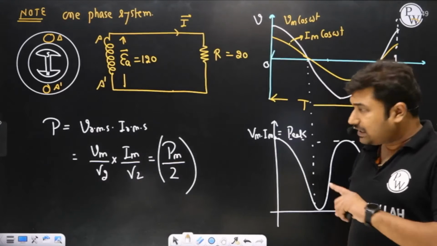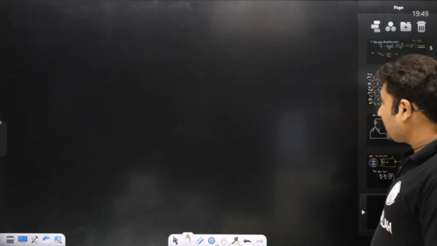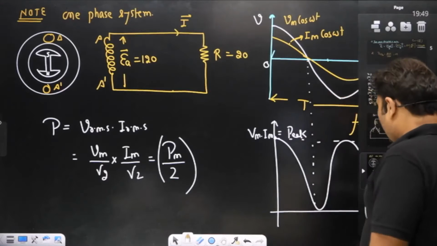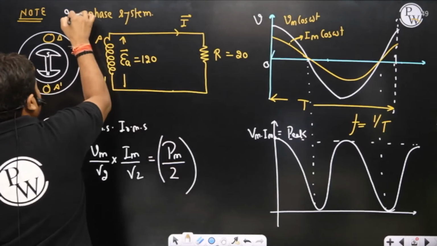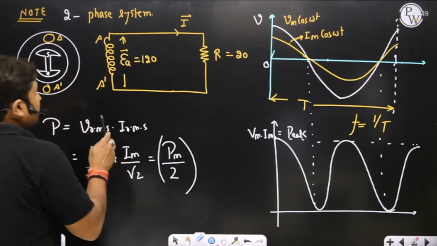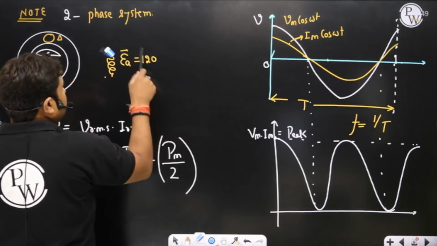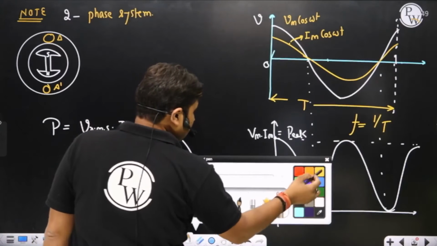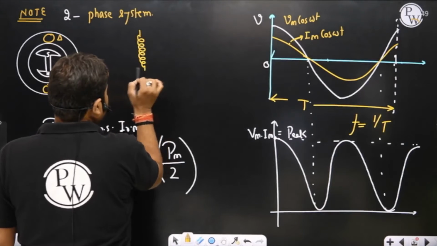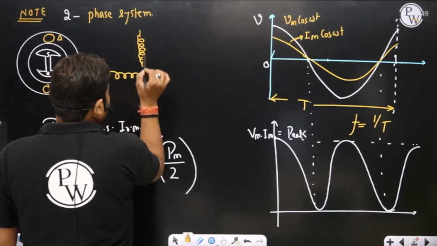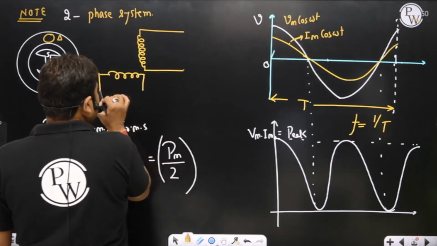Instead of having one phase, let's suppose we have a two-phase system. What happens if we have a two-phase system? Please observe. A two-phase system is said to be a balanced two-phase system if the phases are displaced in space by 90 degrees. Is it okay? In a two-phase system, the phases are displaced in space by 90 degrees.